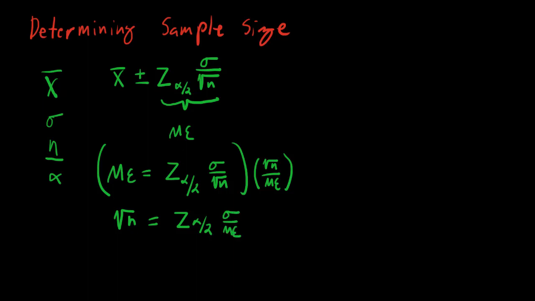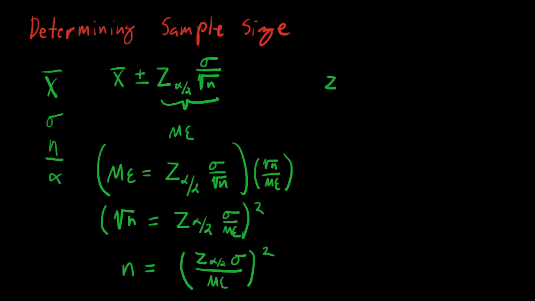And then we just need to square both sides. So if we square both sides, we get n is equal to, we can just rearrange this a little bit, z of alpha over 2 times sigma over our margin of error, and that whole quantity squared. And that'll give us our sample size necessary for a specified margin of error. We can also calculate a specified sample size based off the margin of error for a proportion. And it's just using the same formula.